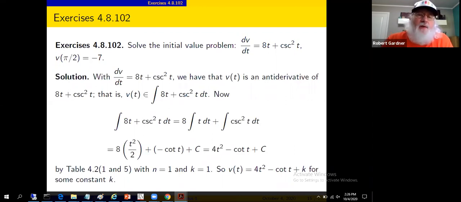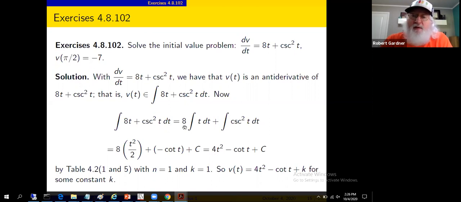All right. Now, we've got the derivative, dv/dt, as given. So v of t is an antiderivative of this function, 8t plus cosecant squared t. That is, v of t is an element of the indefinite integral. Let's shift over to indefinite integral notation. You want an indefinite integral of a sum. Okay, that's the sum of the indefinite integrals.